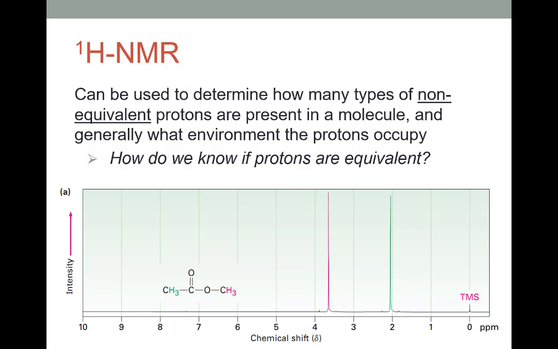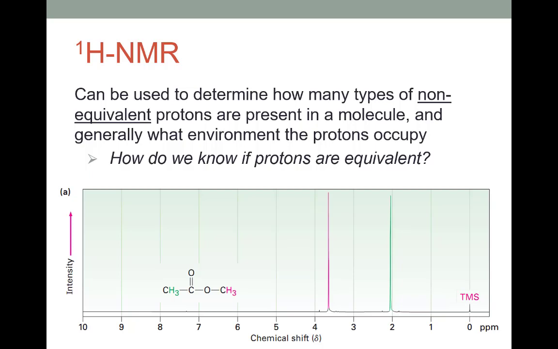The reason that we see two signals from this molecule is that the pink and the green hydrogens are non-equivalent. So we have two groups of non-equivalent protons, each of which happens to contain 3 hydrogens. So how do we know if protons are equivalent? What we're really asking is, are they in the same electronic environment? Is their local environment the same?